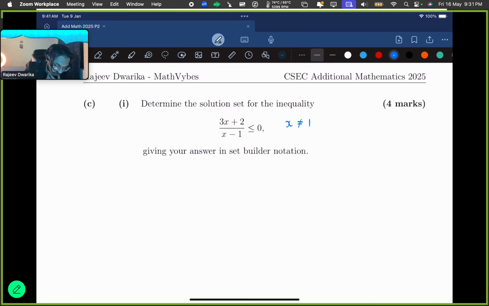Right. And we have 3x plus 2 all over x minus 1. With these questions, you would multiply throughout by the denominator squared, so you can get both solutions.